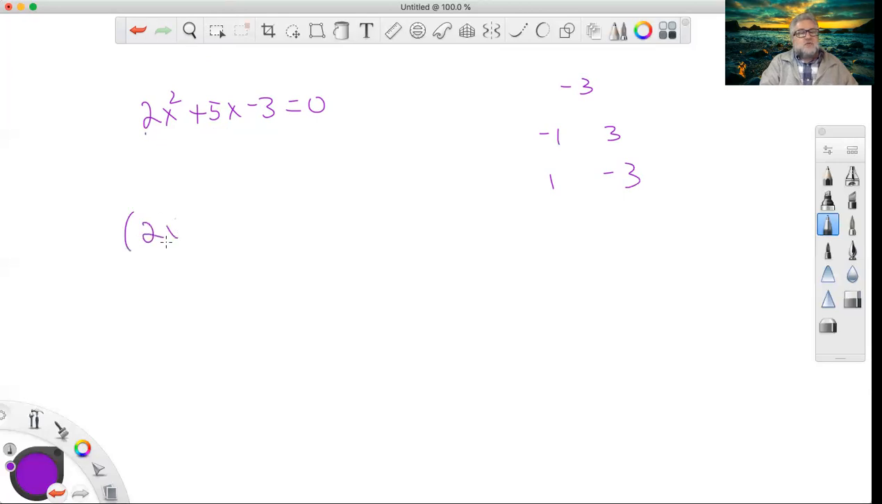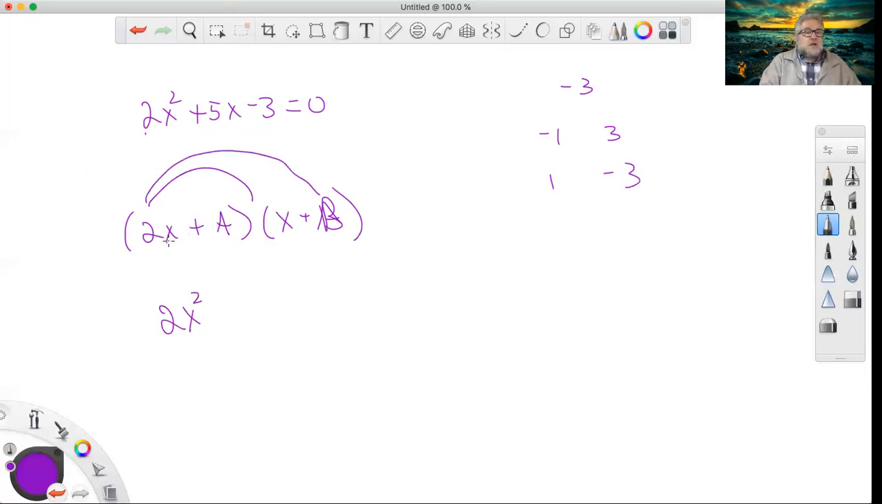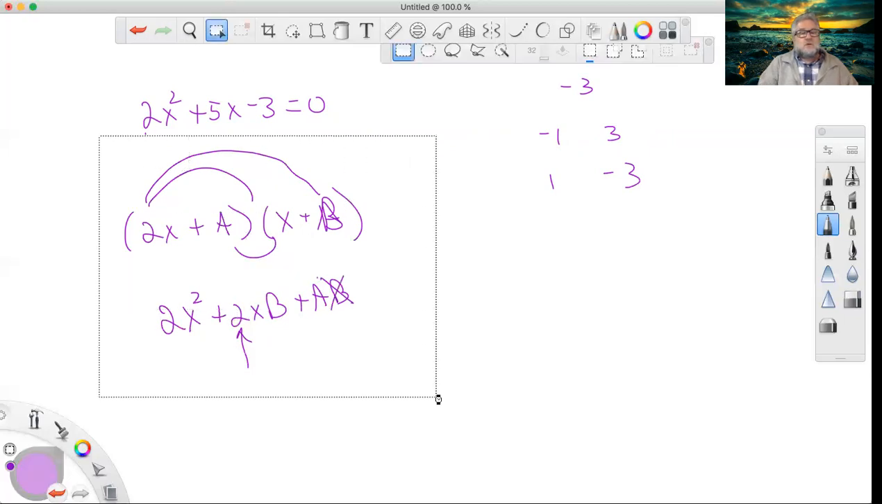So we're going to have 2x plus something, and x plus something, b. So when we do the first 2, we'll get 2x squared like that. But the outside 2 is going to be a 2x times b. And the inside 2 is going to be ab. So you got this extra 2 here to mess things up. So that tends to make it difficult.